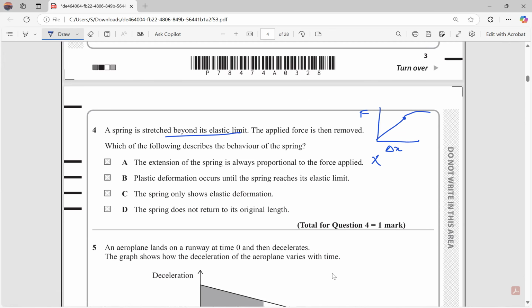Plastic deformation occurs until the spring reaches its elastic limit. Completely wrong. Plastic deformation occurs after the spring reaches its elastic limit. The spring only shows elastic deformation? No, because it's beyond its elastic limit. The spring does not return to its original length. Yes, that's right. So it's option D.